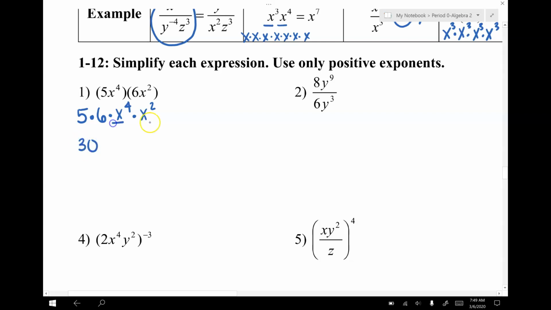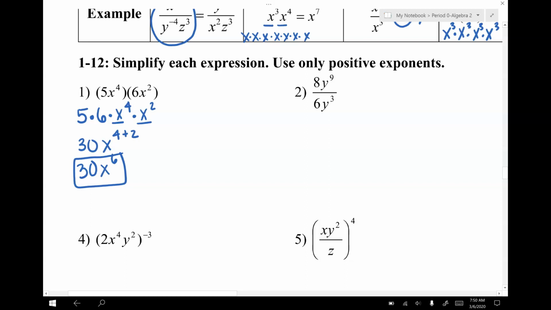Well, what do we do? Are the bases the same on the variables? What do you do with the exponents? You add them. So if you can add it right away in your head, go ahead and write the answer. If you don't, write it out. So the answer is just 30 times x to the 6. Box that up.